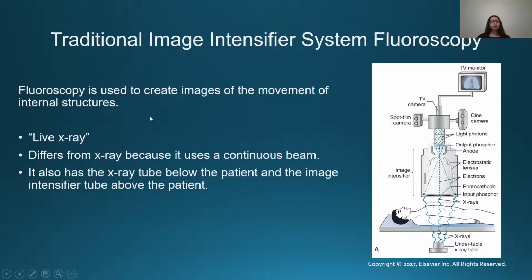So, what is fluoroscopy? Basically, fluoroscopy is a type of imaging that's used to create images of the movement of internal structures. Fluoroscopy can be thought of as live x-rays because x-rays are taken one after another, and then when they're presented in a way that makes it look like it's moving. Fluoroscopy differs from x-ray because it uses a continuous beam, and it also has an x-ray tube under the patient and the image intensifier above the patient.